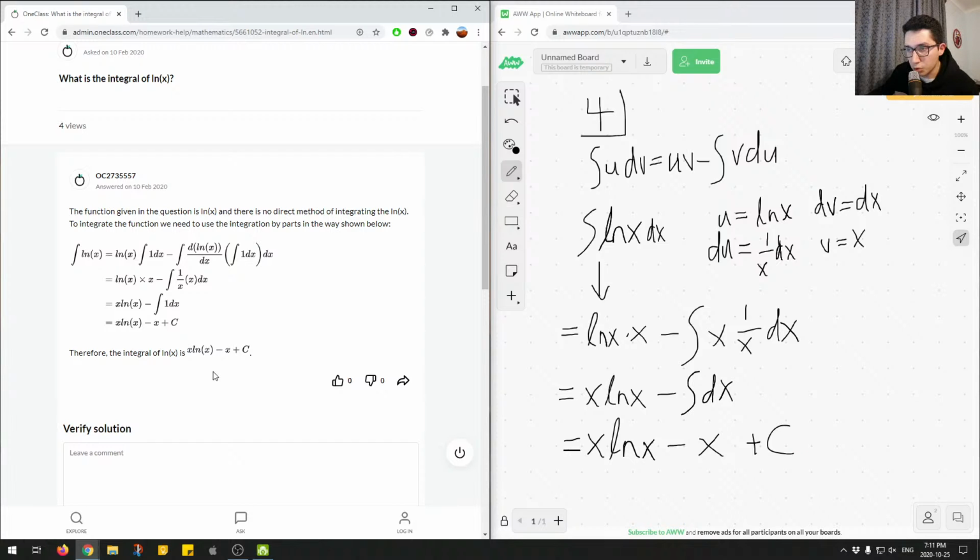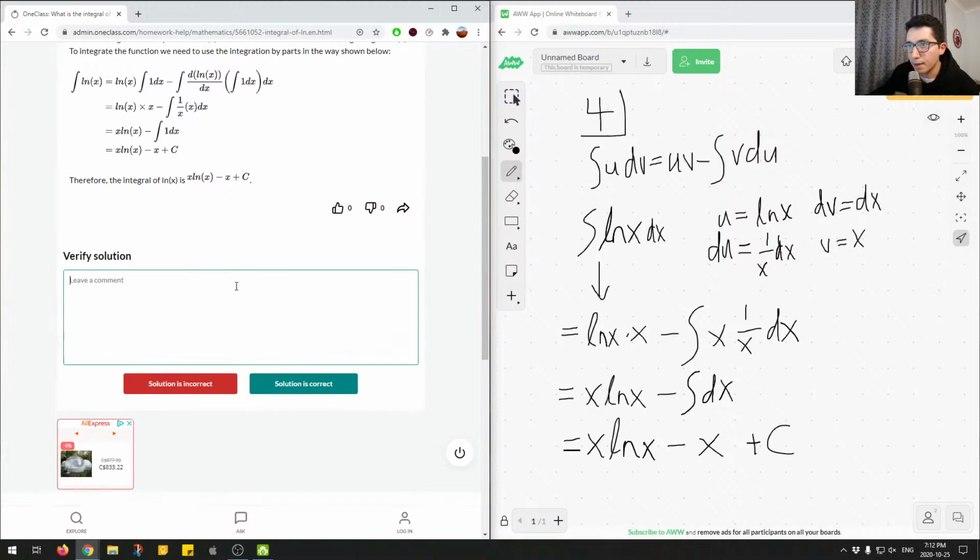We can see that the junior tutor obtained the same answer as shown here. So we'll mark this solution as correct. Correct answer. Great job. And we'll go to the next question.